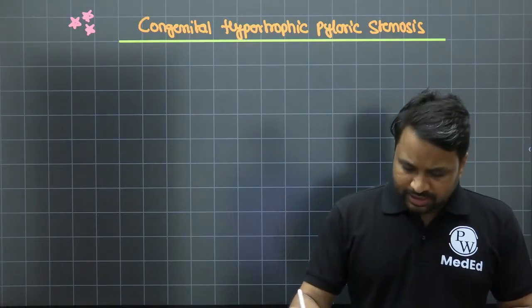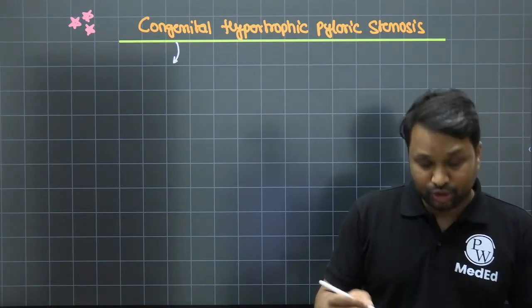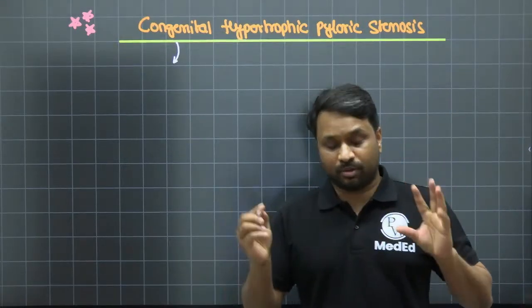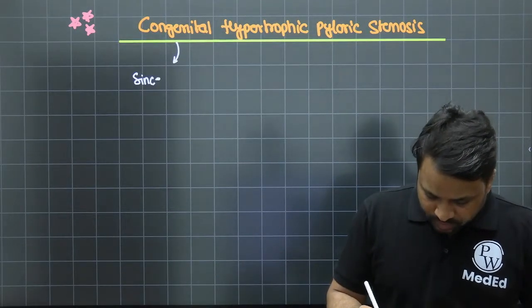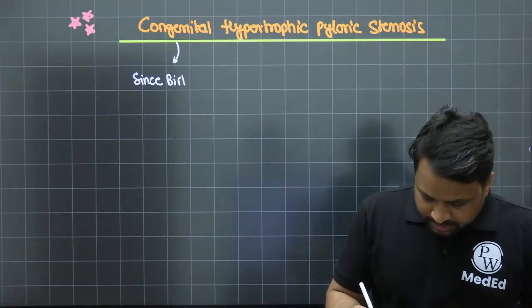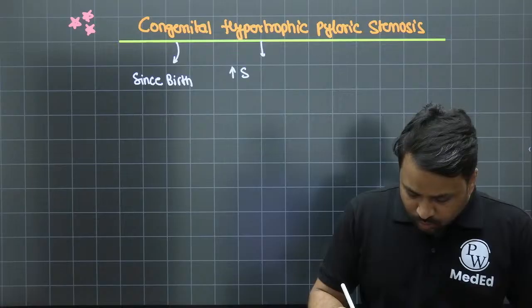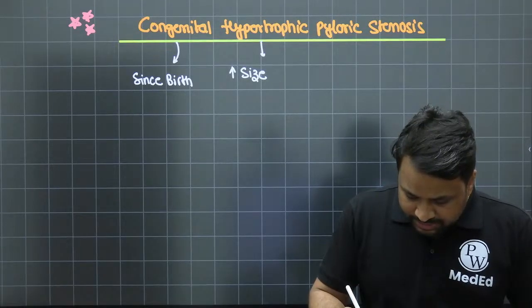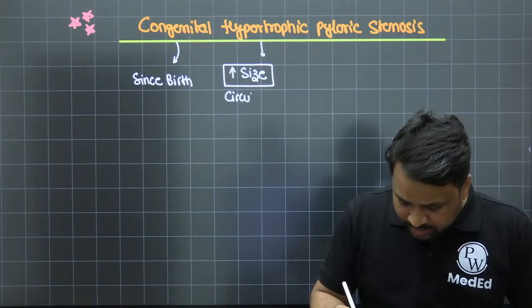Now let's try to decode this. When I say the word congenital, congenital का मतलब क्या है? जन्म से ही, that means जब से पैदा हुआ तब से ही problem है. So the problem exists since birth. Hypertrophy means there is increase in size. Where? Usually in the circular muscles of the gut.